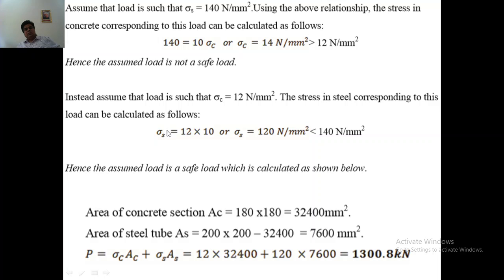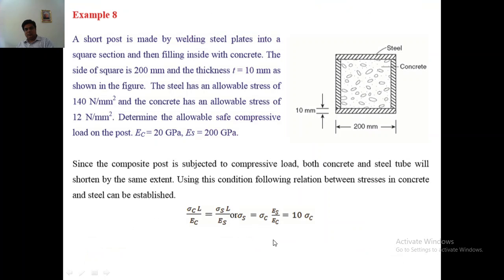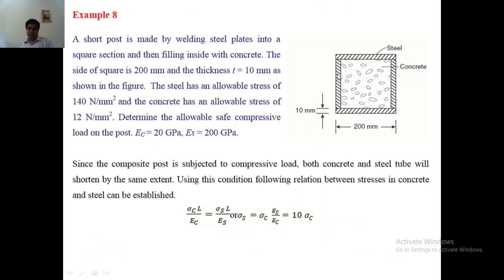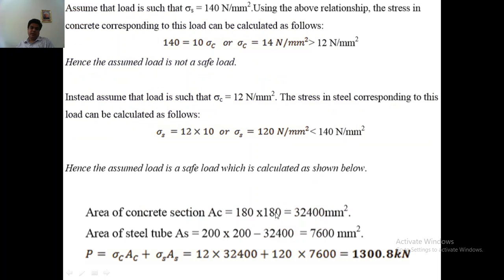Once the stresses are known, to find the value of loads we should know the cross-sectional areas of the steel and concrete. So let us calculate the area of the concrete section. It is a square here. If the outer side is 200 and the thickness of the steel is 10 on each side, the length of the concrete will be 200 minus 10 minus 10, so 180. The concrete is a square of 180 by 180, so the area of the square will be 180 by 180.